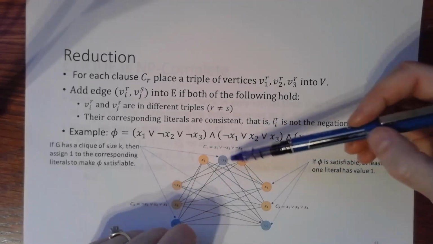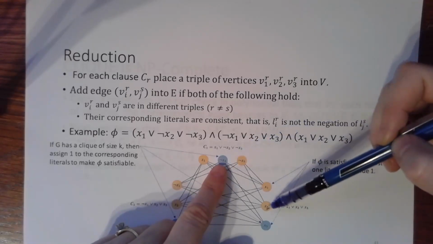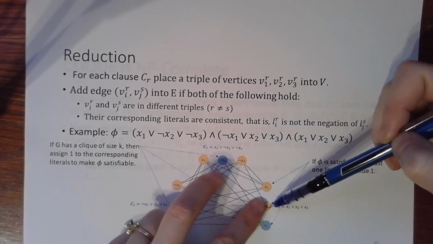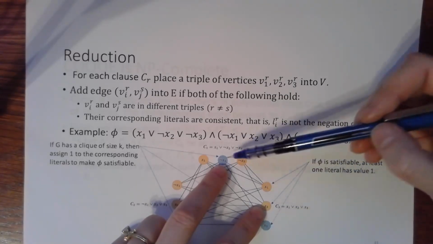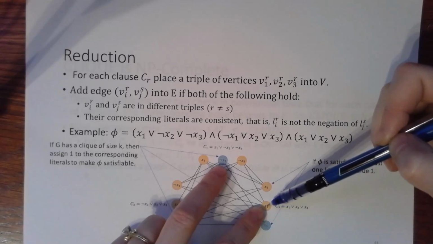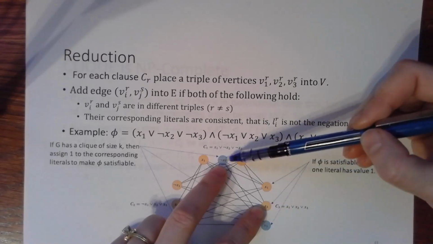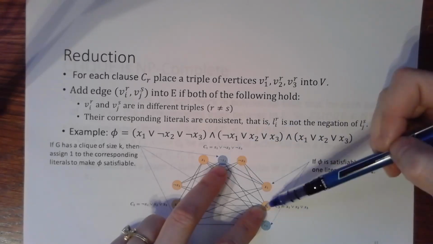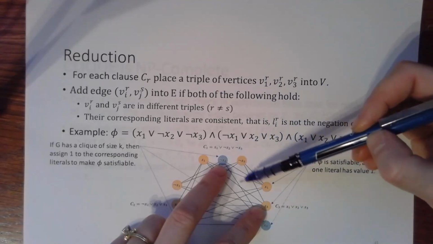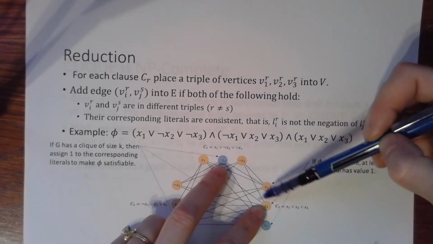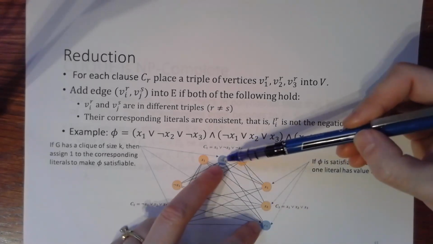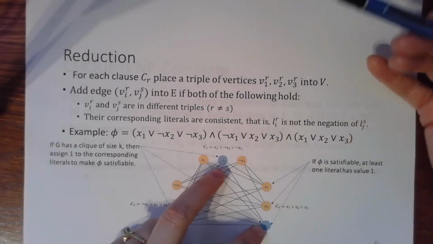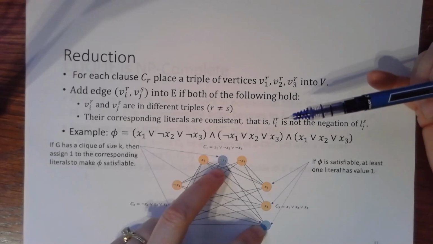But when I come here to not x2 and x2, there's no possible way for them both to be true at the same time. That would be impossible, because if x2 is true, it forces this one to be false because they concern the same literal. So I can't have an edge between these two because they're inconsistent. I can't have them both true at the same time. But not x2 and x3, those could both be true at the same time.